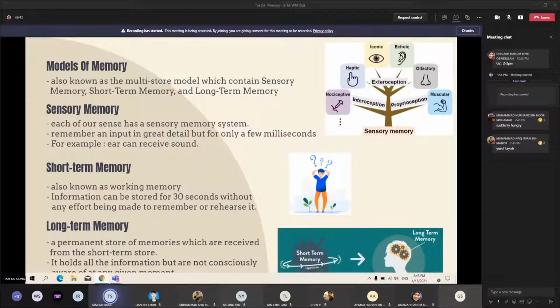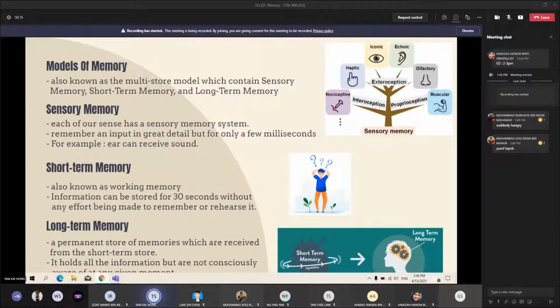So first, I will explain the model of memory. The model of memory, also known as the multi-store model, contains sensory memory, short-term memory, and long-term memory. So what is sensory memory? Sensory memory exists in each of our senses. It remembers an input in great detail, but for only a few milliseconds. For example, when there is a sound, our ears can receive the sound, and the sound will be stored in our brain for just a millisecond.